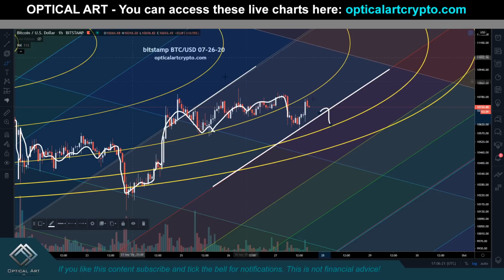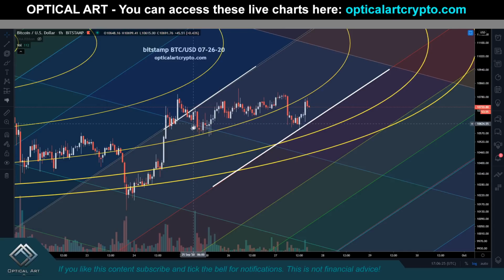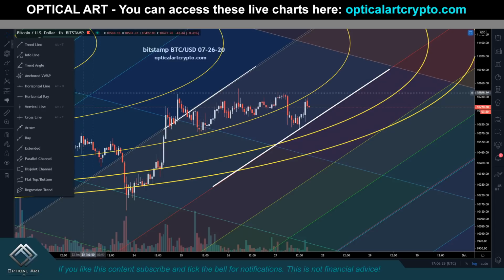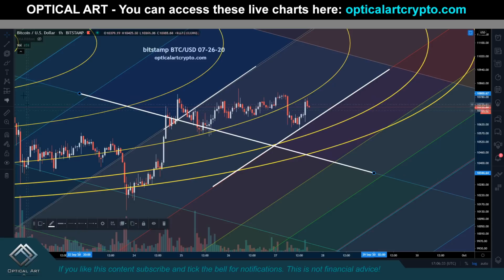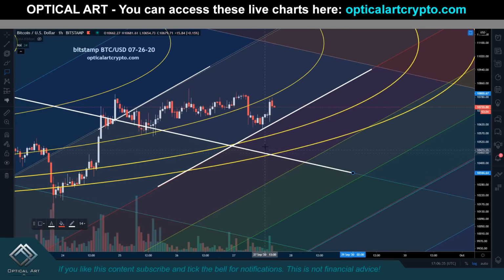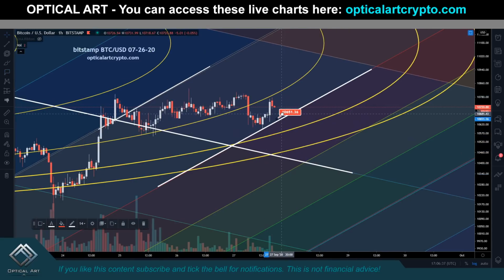So for instance, if we did drop, you notice we're respecting the fib channel lines at this angle as well, right here. So if we drop, a likely target, first of all, we'll test this fib channel line again. So we kind of move sideways and down. This is 10,658. Notice we almost made it to this ring right here.